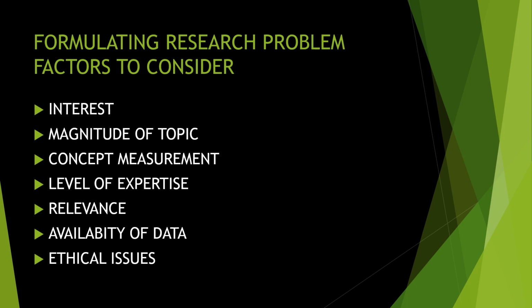Then factors. What are the factors you have to consider for formulating a research problem? To find a research problem, you want to find what factors are needed for that. First one is interest. Interest means the area that you like to take. That is what we call interest. Your interested area you want to take. Then magnitude of the topic. Magnitude of the topic means how large it is.